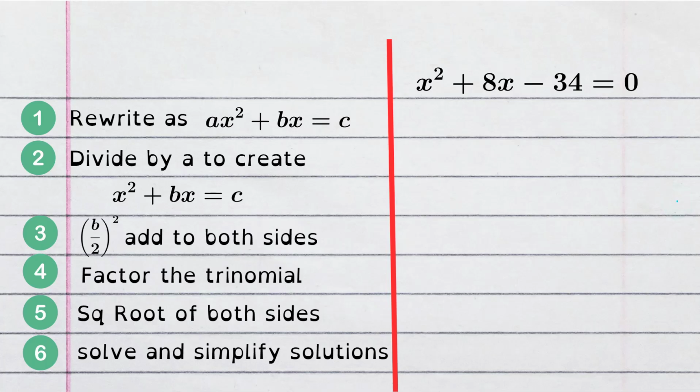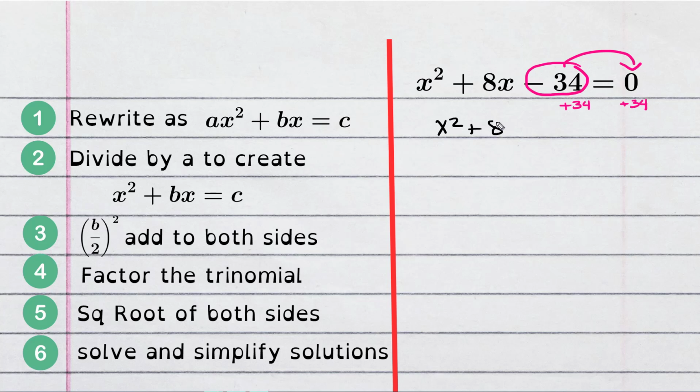And so the first step is we need to rewrite it to where your constant is on the right-hand side. So in other words, this negative 34 needs to be moved to the right-hand side. And anything with a variable needs to be on the left-hand side. So when we move that negative 34 to the other side, it becomes a positive 34. And so we have x squared plus 8x is equal to 34.